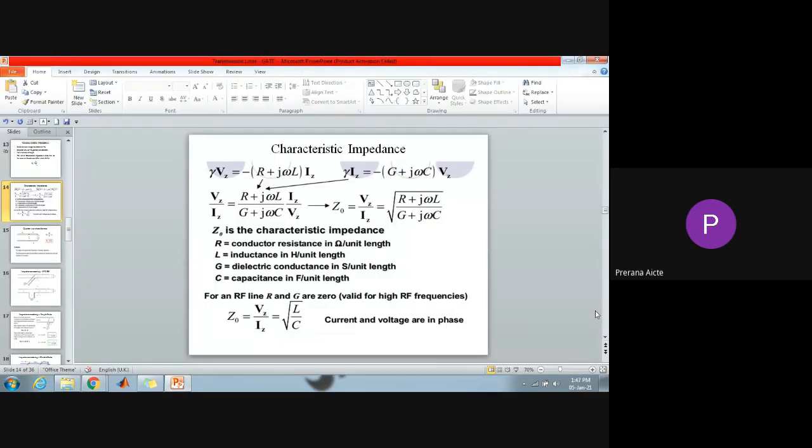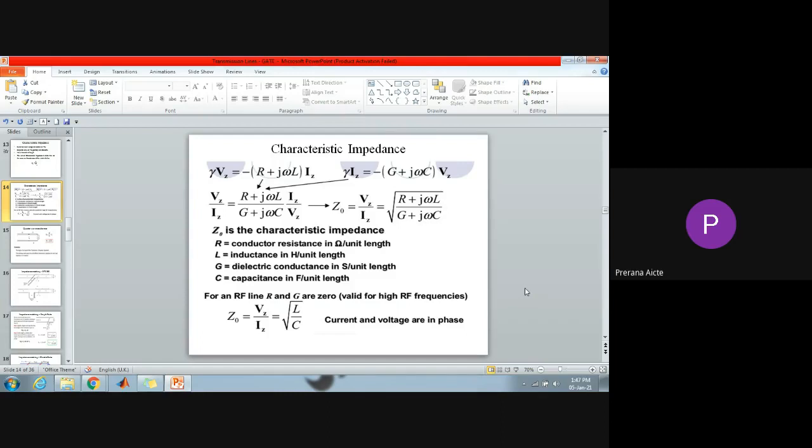Good afternoon to all. Now, in this class, we will see the transmission lines for impedance matching purposes by using different stub parameters and the transmission lines, whether open circuit or short circuited, and Smith charts and S parameters.